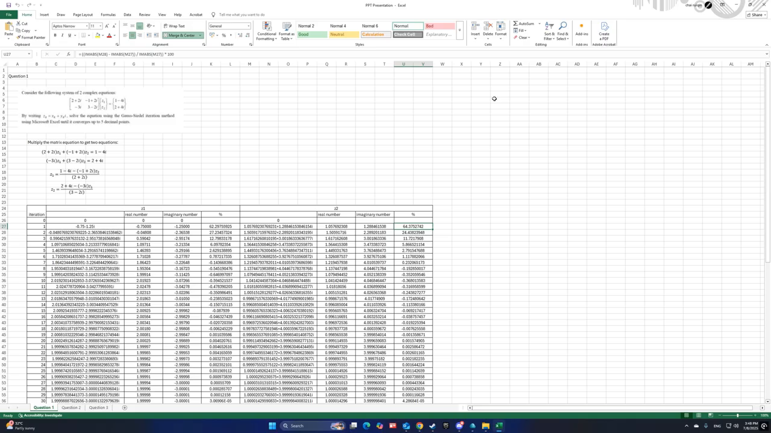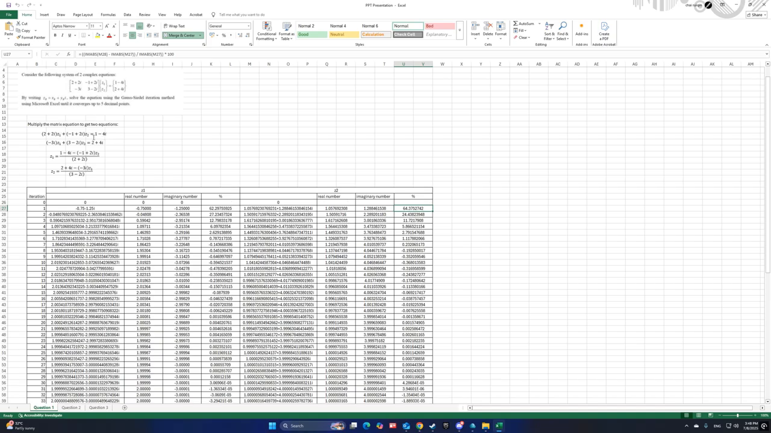So this is my final project. My final project contains 3 questions. For the first question, we are considering the following system of two complex equations. By writing z equal to x plus yi, we need to solve the equations using the Gauss-Seidel iteration method in Microsoft Excel until it converges to 5 decimal places.